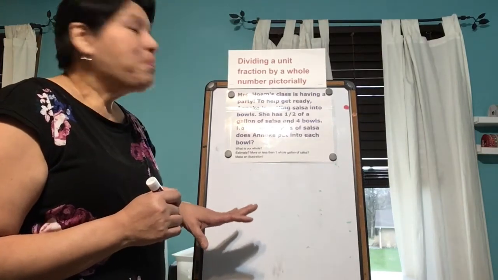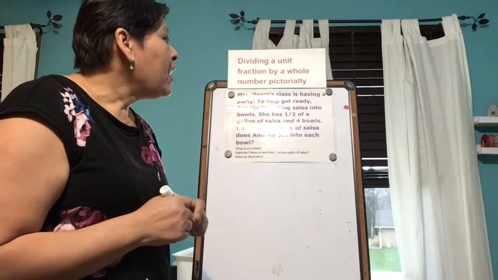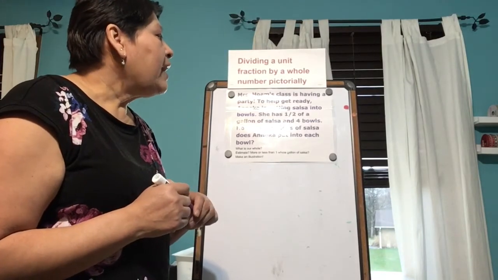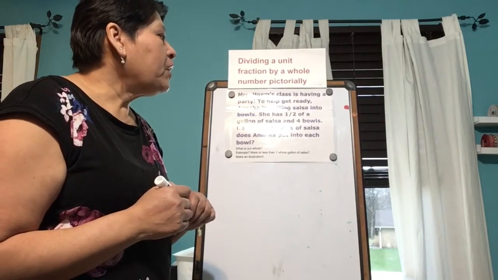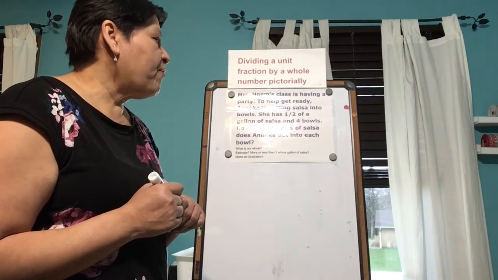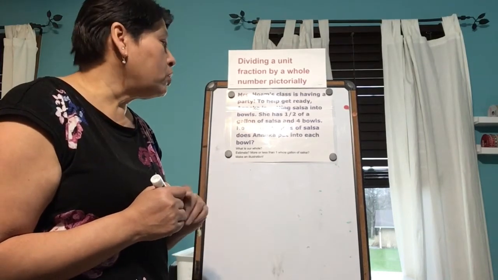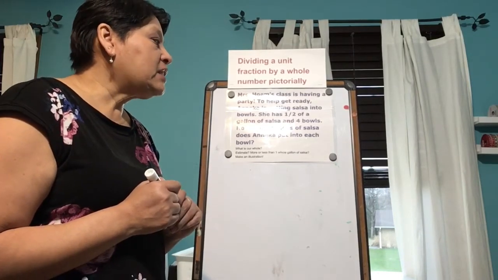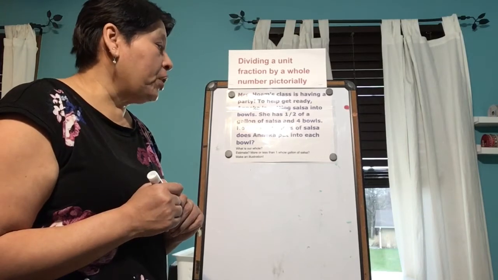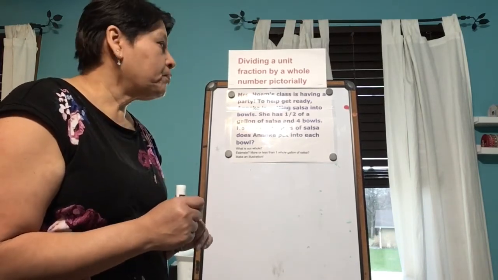It says, Mrs. Home's class is having a party. To help get ready, Annika is putting salsa into bowls. She has 1/2 of a gallon of salsa and 4 bowls. How many gallons of salsa does Annika put into each of those bowls?